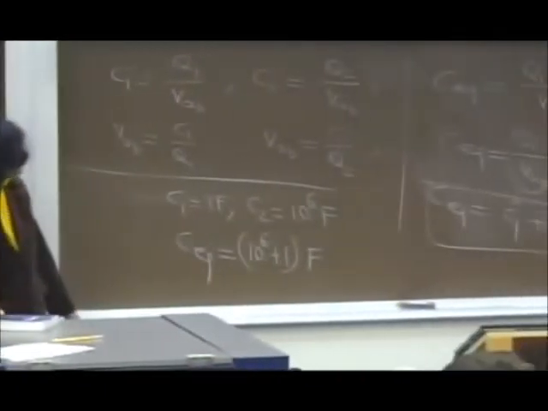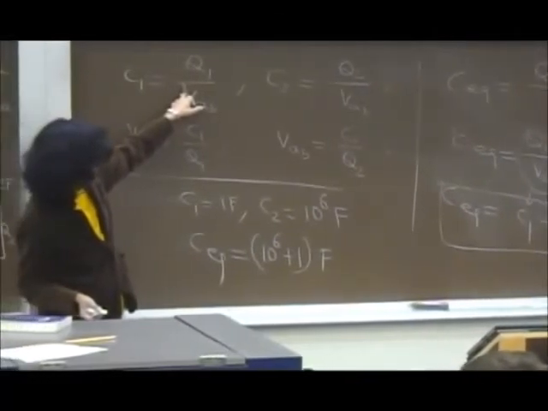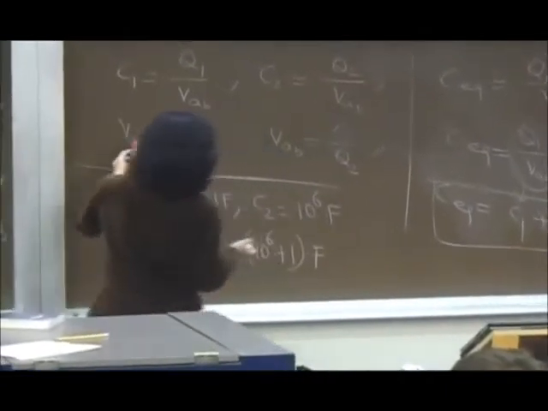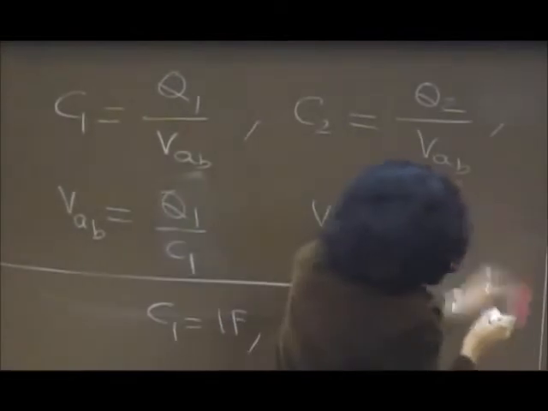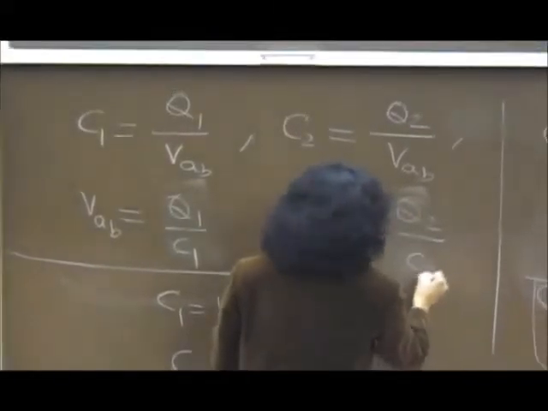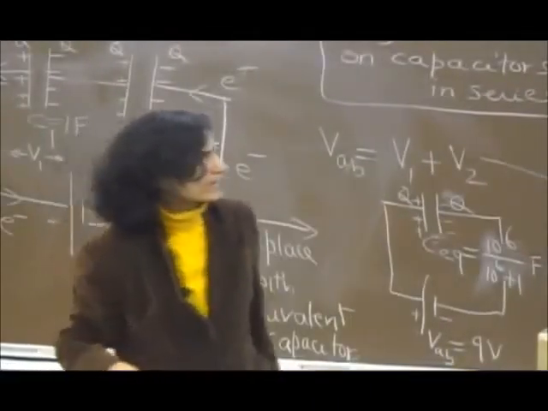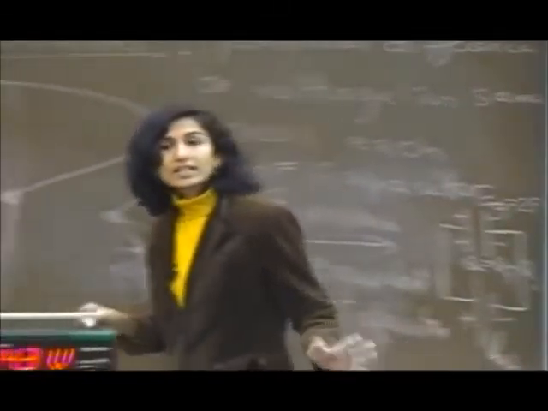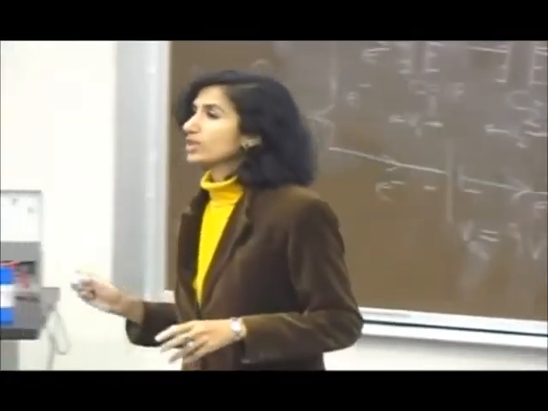Which equations? Here? Oh, yeah, you're right. I mean, this should be Q2 over C2. Thank you very much. Actually, we didn't make use of these relations, but you're absolutely 100% correct. So is everybody seeing that C equivalent in this case is just C1 plus C2? So in this case, the equivalent capacitance will always be greater than the individual capacitances because it's the algebraic sum.